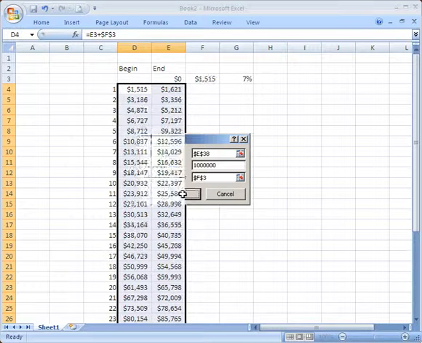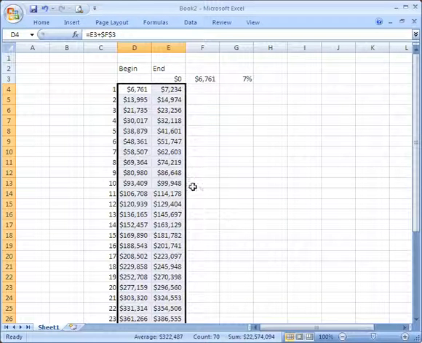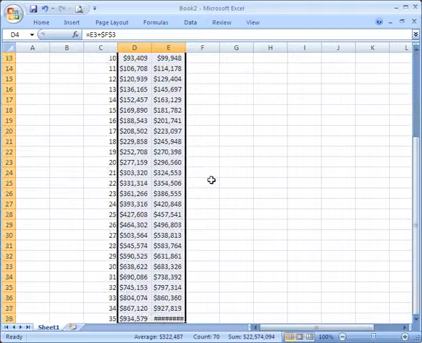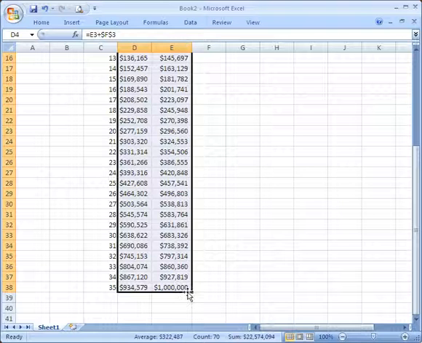How much? $6,761. If we invest this amount each year for 35 years, at the end of 35 years we'll have $1 million.